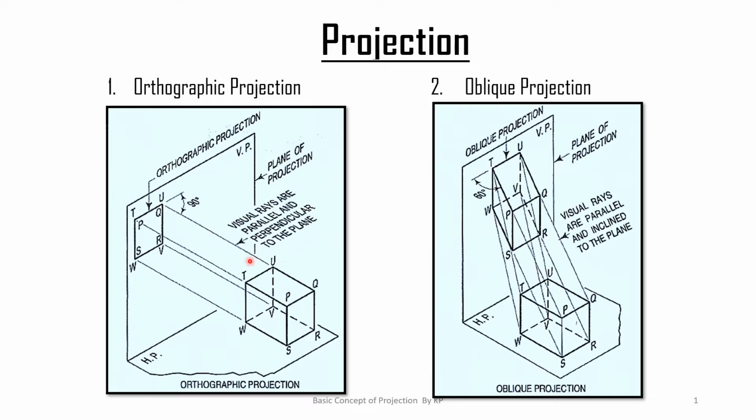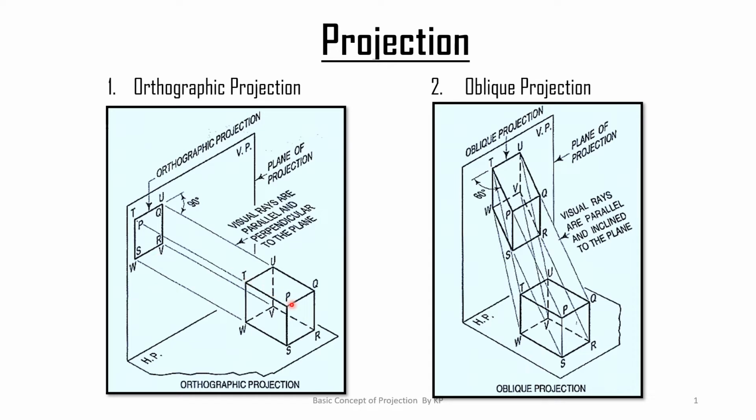Here we have a three-dimensional object with different points on its contour: P, Q, R and S on the front face, and on the back face we have the points T, U, V and W. These are the contour points, and if we draw lines from them, we call these lines the projectors. The visual rays are parallel and perpendicular to the plane, so these projectors are perpendicular to the plane of projection.